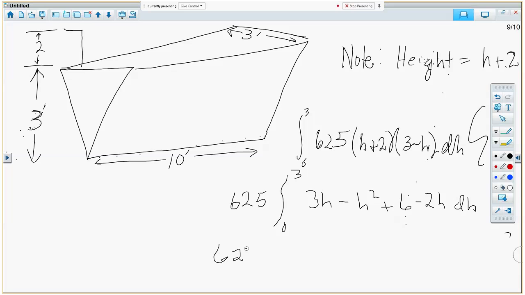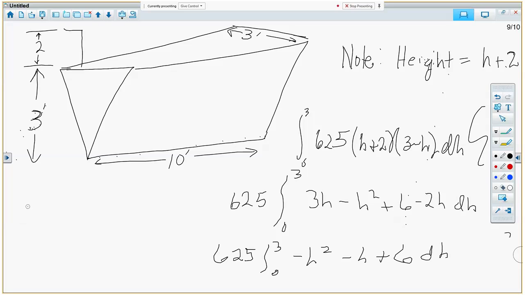625, 0 to 3 of 3h minus 2h is h. So I'm going to say negative h squared minus h plus 6 dh. Is that what y'all got? All right, now do your integration.